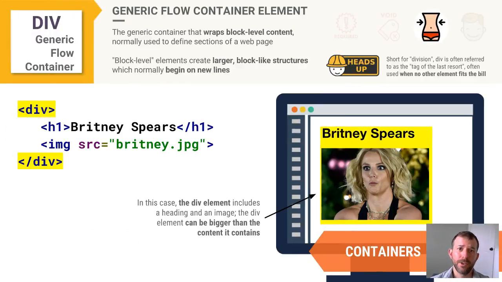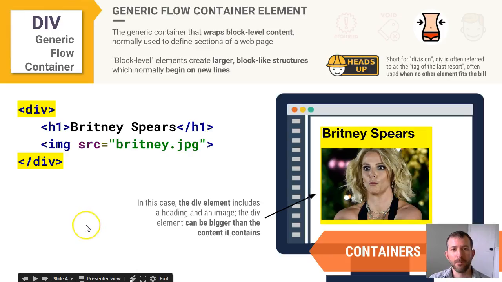The other generic container you need to know about is called a div. So the div is often referred to as the tag of last resort. When there isn't some other tag that you can use that has meaning, you're probably going to use a div. The div is often used to group elements together and is often used to structure the web page itself. So I have an example here where I've used the div to group together an H1 heading that says Britney Spears and then an image of Britney Spears. By grouping those together, I can work on both of them at once. So I could style them at once, I could position them at once, I can do whatever I want.